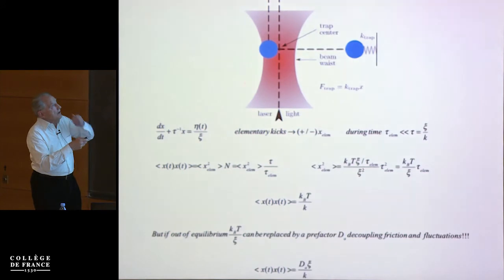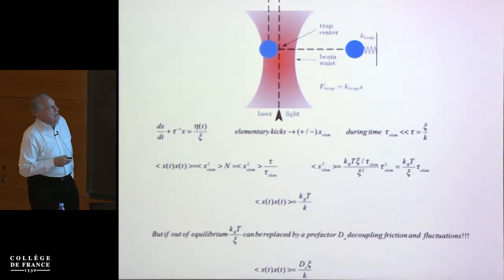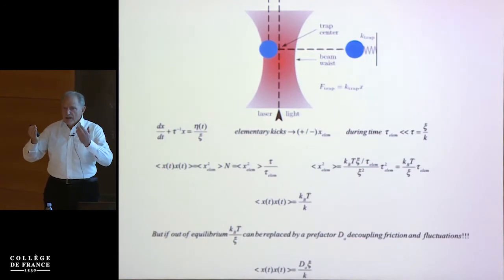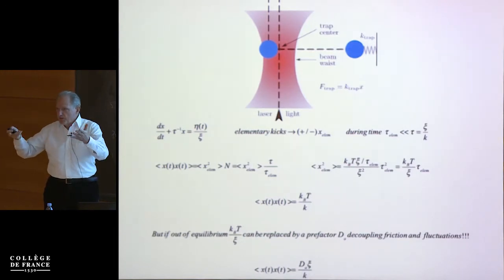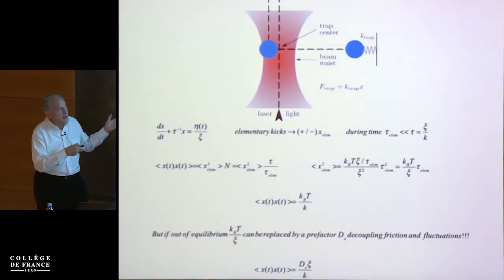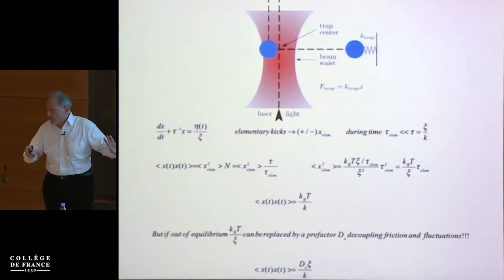So what I see with this simple example is that the equal time response of your system, or mean square, is just proportional to the number of kicks, because you have plus-minus kicks, and the average of the kicks is zero. What is not zero is, like for diffusion, the square root of the kicks, and now you square it, it's just linear in this number. That's all I've done, nothing more.